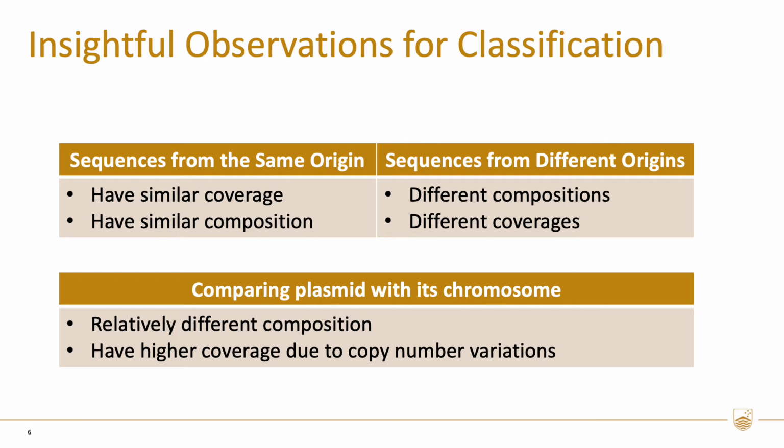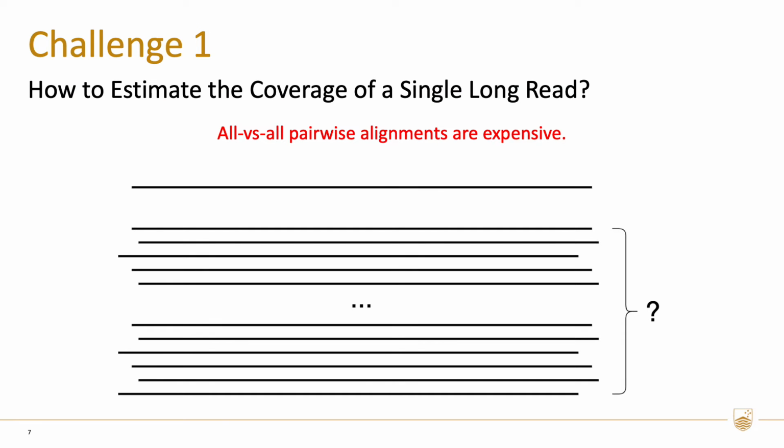For plasmid classification, we can use several observations. Sequencing reads from the same origin should have similar coverage and composition. However, it might not be the case for reads from different origins. If we think about a chromosome and its plasmids, they could have slightly different composition. At the same time, their coverages can be significantly different due to varying copy numbers. Usually, we can expect a higher coverage for plasmids compared to their chromosomes. Now we know that we can use coverage and composition to assist plasmid detection.